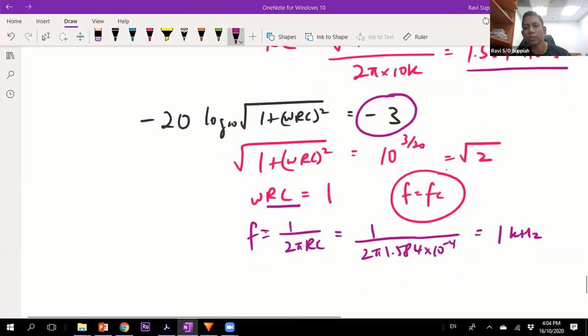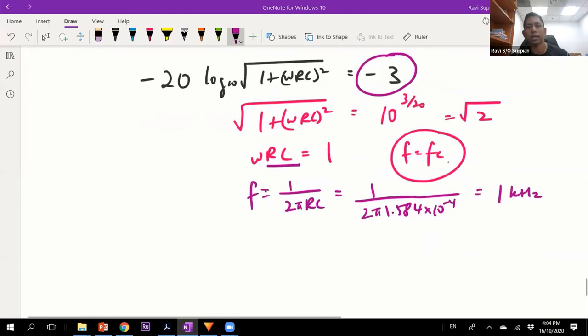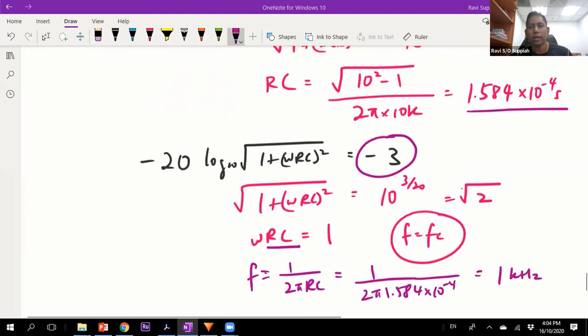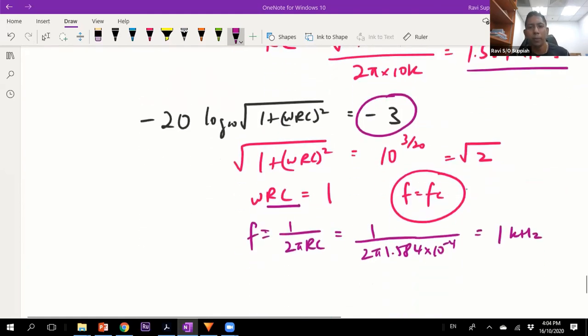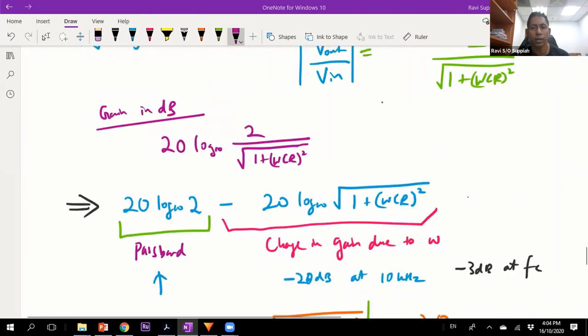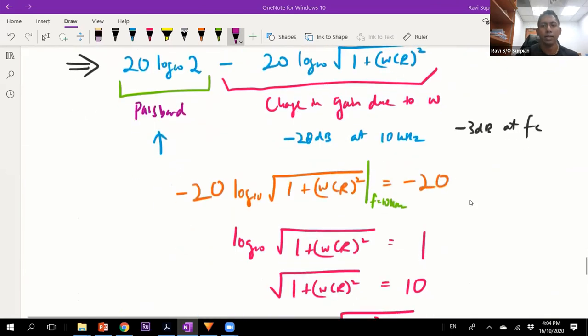FC is always minus 3 dB, whether it's high pass, band pass, or whatever. The cutoff frequency is always standard, it's always at minus 3 dB. So basically what you have now is FC at 1 kilohertz. Based on the information that we were given is this.